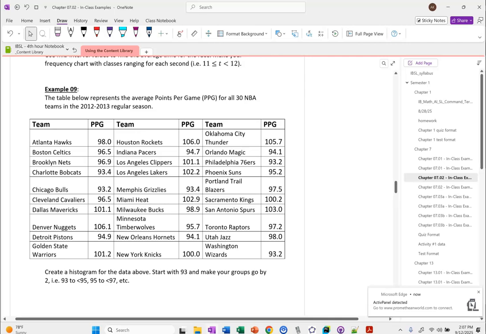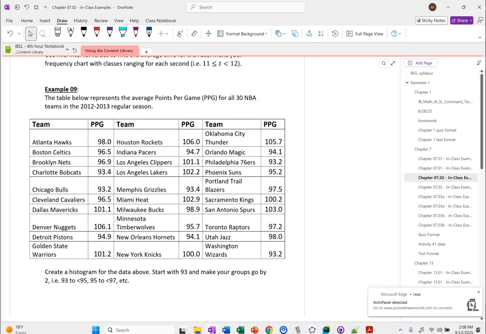Example 9 asks us to create a histogram with some data ranges. When you draw your histogram, what is Mr. Kulik going to be picky about? Labels. Titles for all the axes and for the graph. And the tick marks need to be equally spaced, right? Like your bars have to be equal widths. And you have to cover all the numbers.